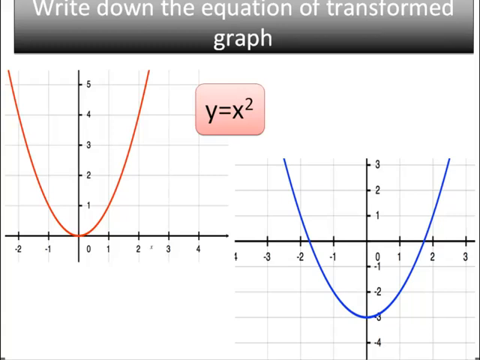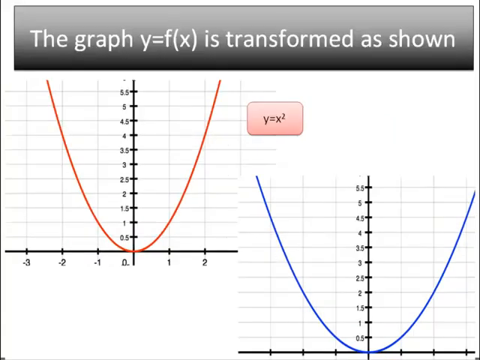Press pause and have a go at it, and when you're ready for the solution, press play. So our new curve is y is equal to x squared minus 3. It's been moved 3 steps down. Press pause and have a go at it. When you're ready for the solution, press play.